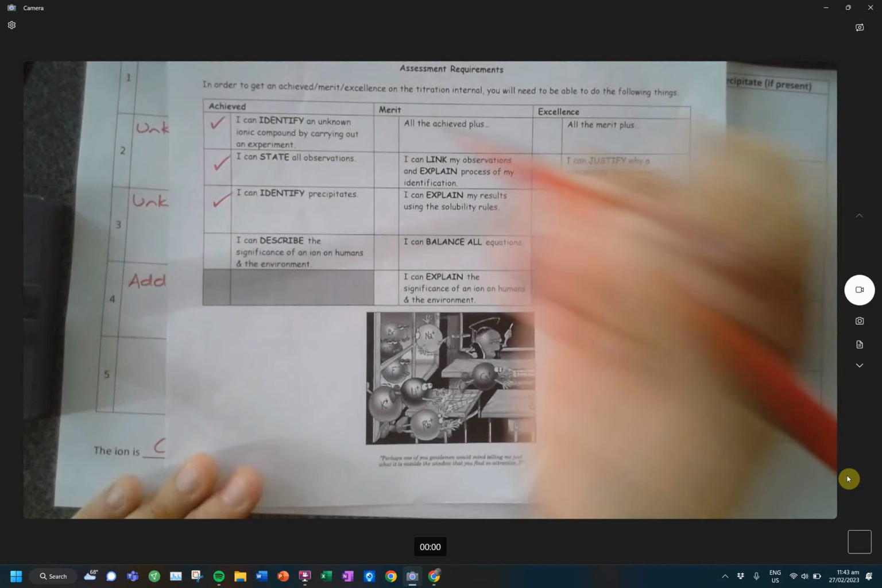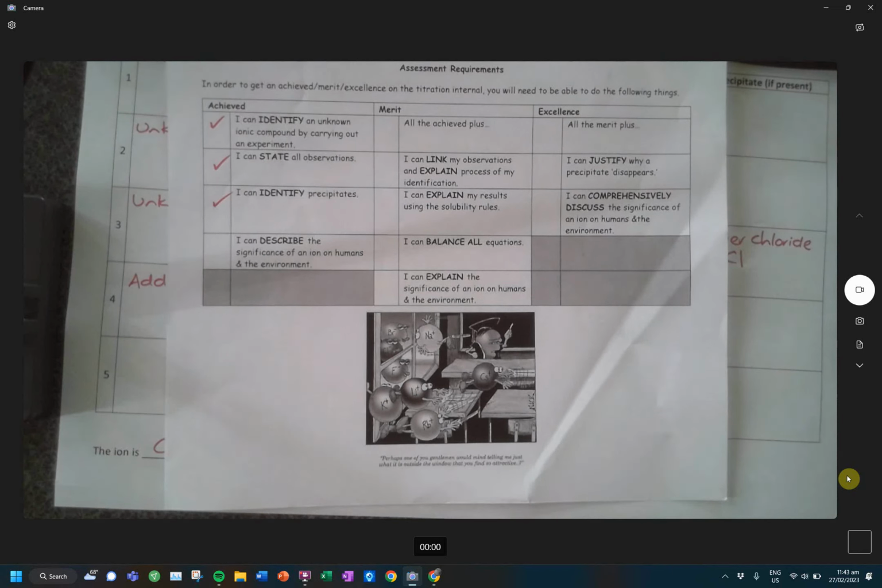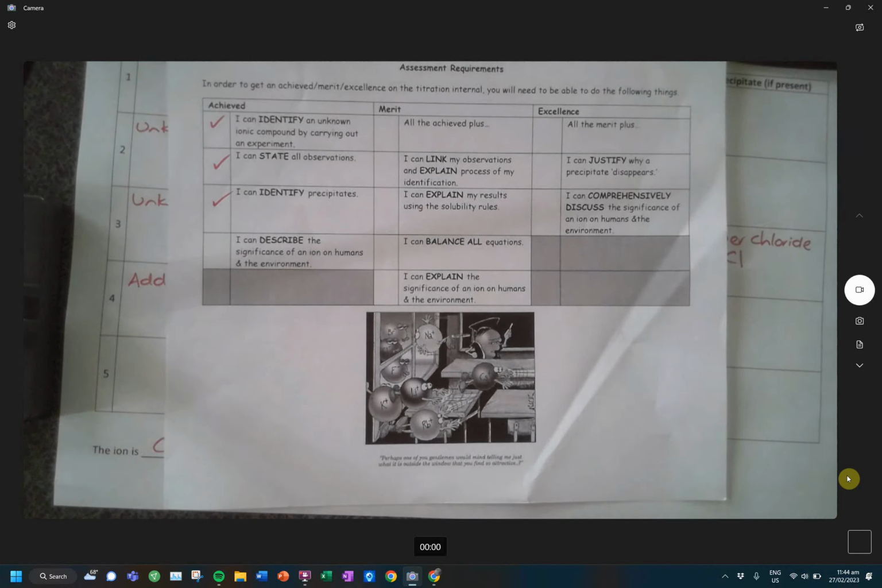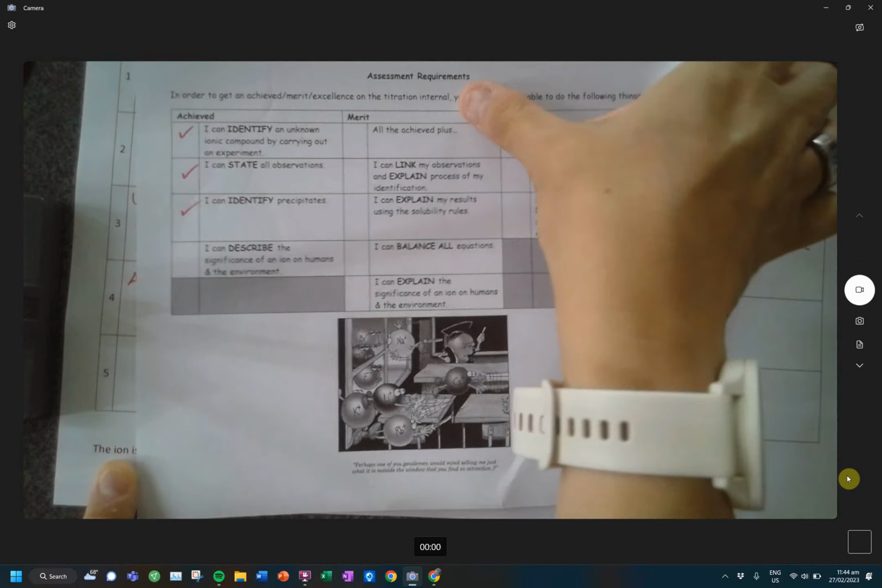So identify all the precipitates. In this case, there was only one precipitate for me to identify. The last thing that we need to do for achieved is we need to describe the significance of the ion on humans and environments. In that case, it's just a little write-up, a short paragraph, but we'll do that at the very, very end once you've identified all your ions. Okay? And that's all you got to do.